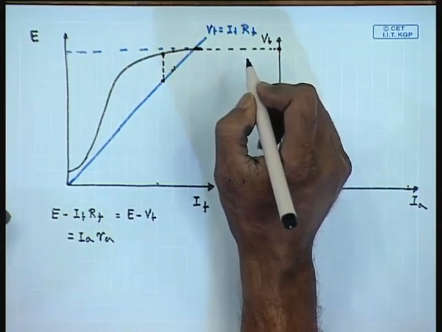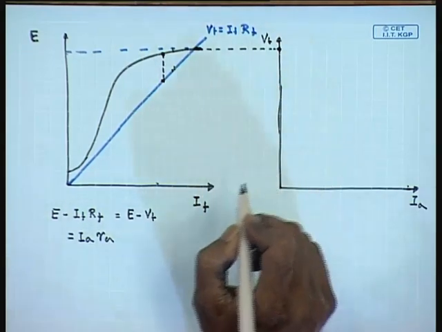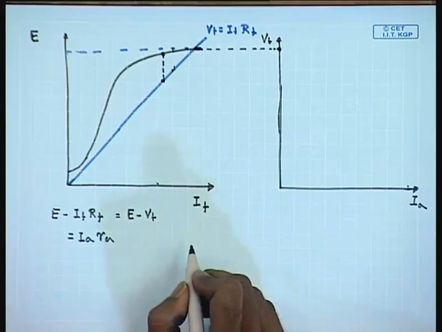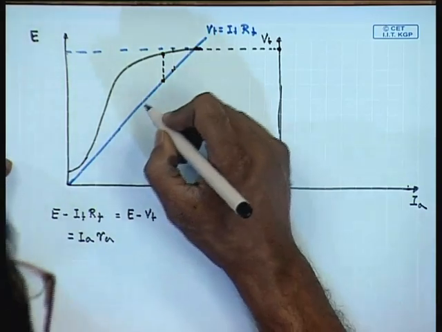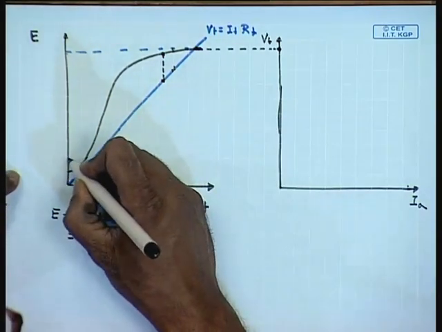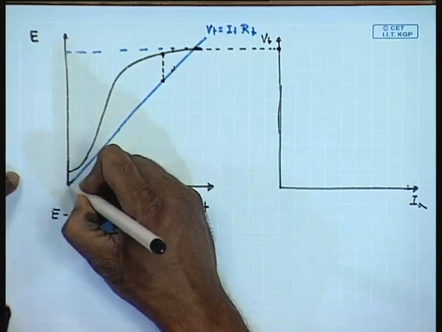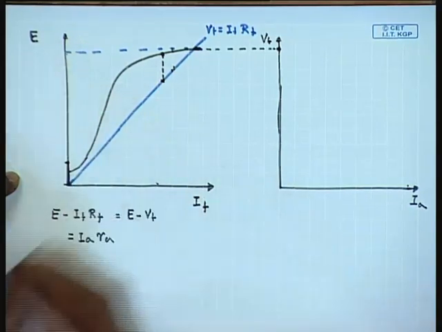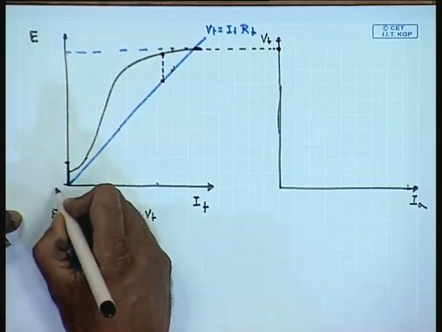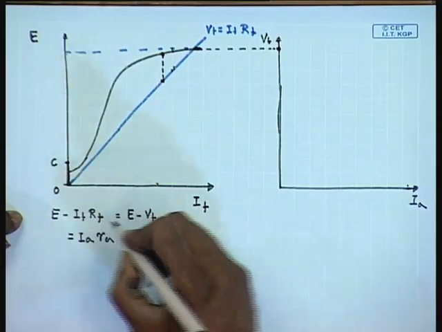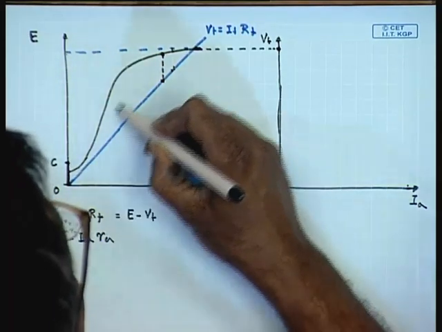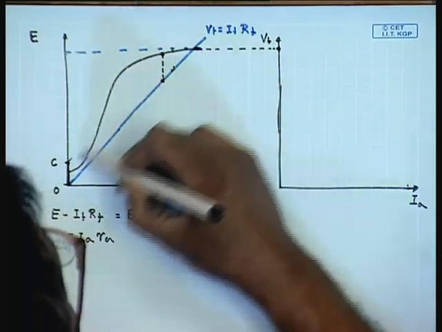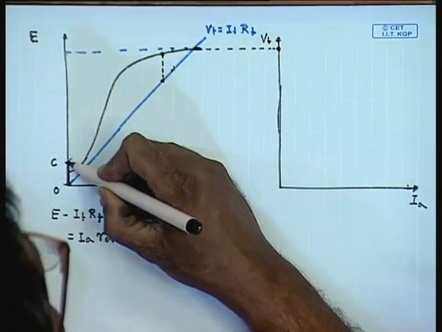Therefore, we can find out the terminal voltage by the following procedure. For any armature current, let us take the corresponding armature drop and draw a line parallel to the field load line.